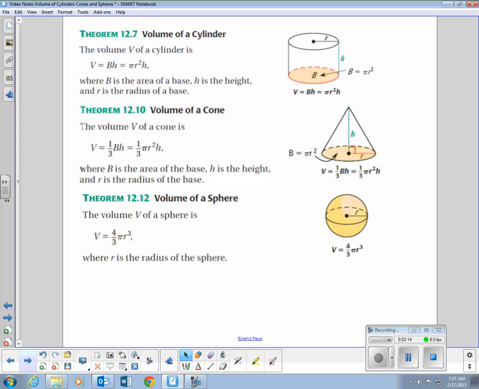Remember that units for volume are cubic units. So we have an r squared, which is a unit squared, times another unit, which gives us the units cubed every time.